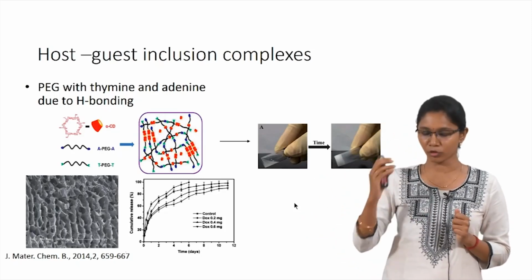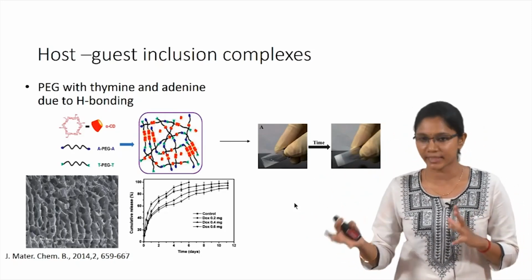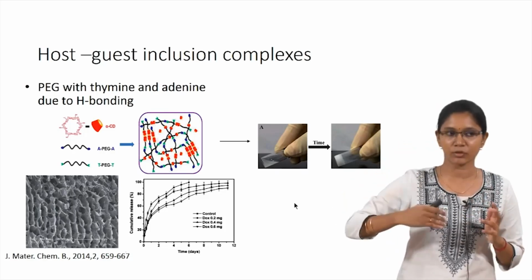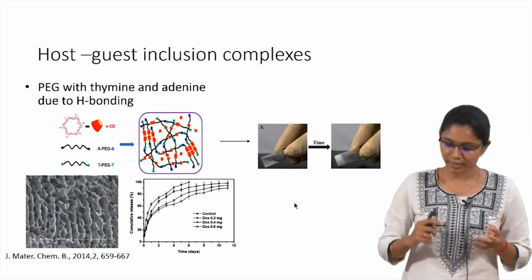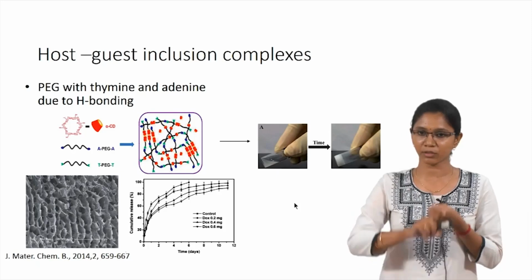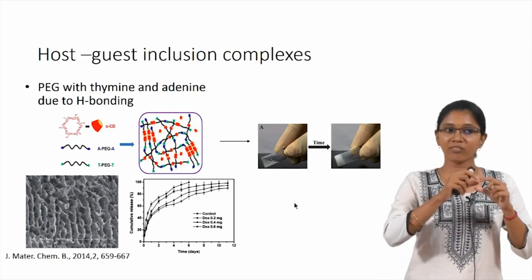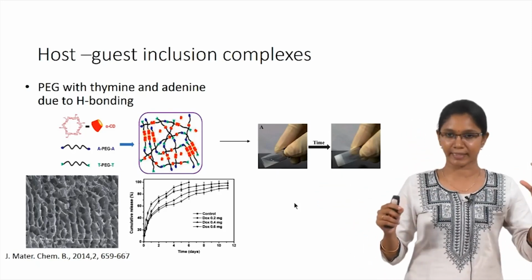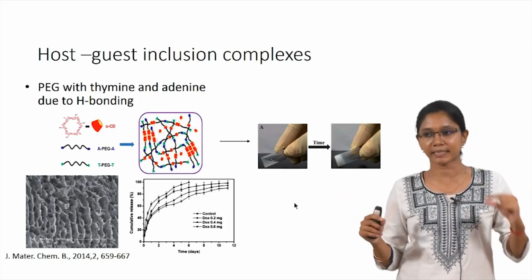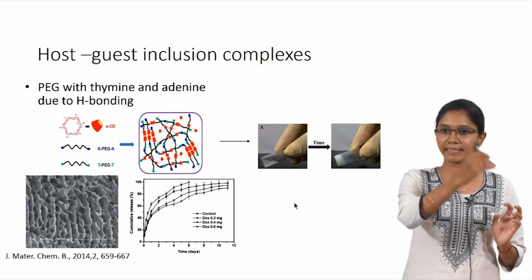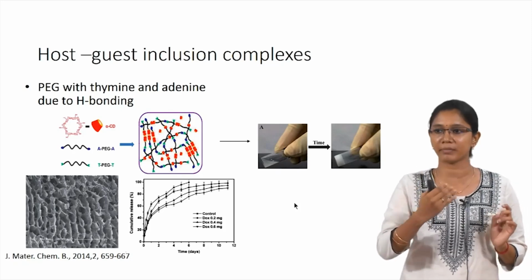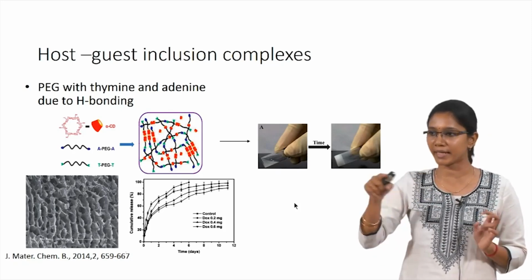So, this is one of the most important molecules, the cyclodextrins. As I have told, cyclodextrins have a glycan nature. Here they have utilized two different ways of bonding them. One is they have modified one PEG terminal to be adenine and the other PEG terminal to be thymine. As we have already discussed, adenine and thymine have a very nice complementary hydrogen bonding, forming an AT pair.